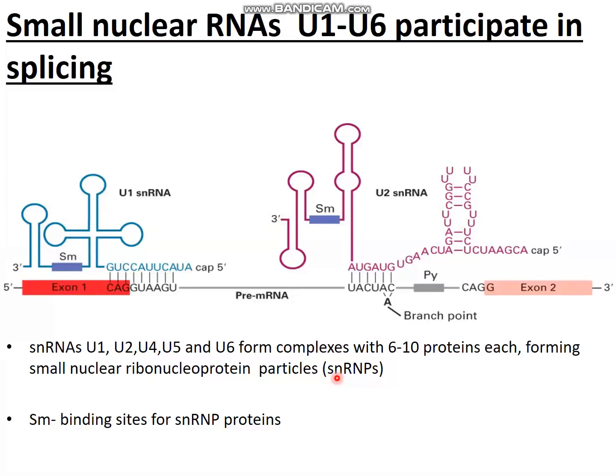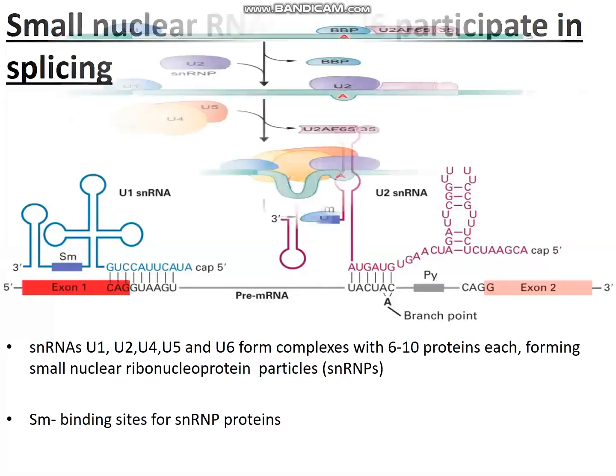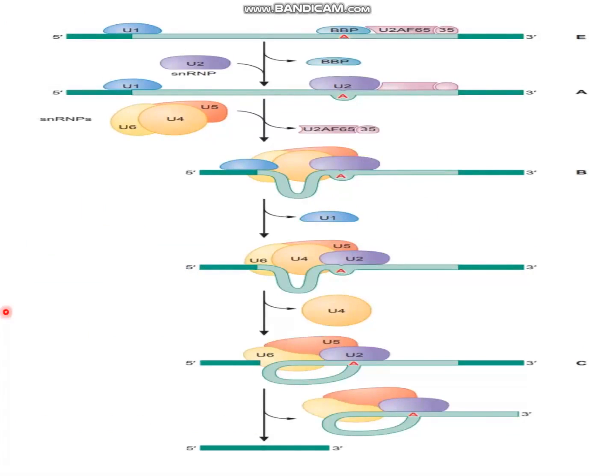These small nuclear ribonucleoproteins, or snRNPs, have three different roles in splicing. First, they recognize the 5' splice site and the branch site. Second, they bring those sites together as required. And third, they finally catalyze the RNA cleavage and the joining reactions. So let's study the splicing pathway.